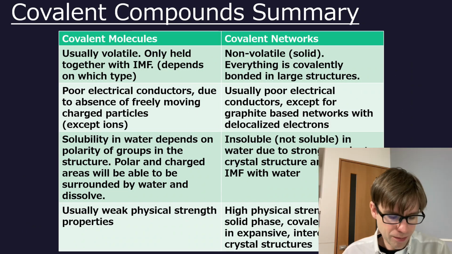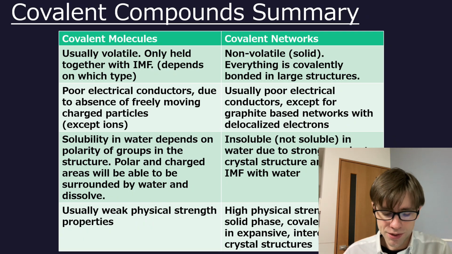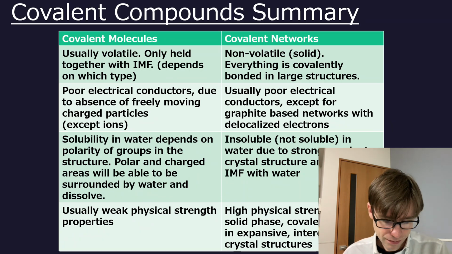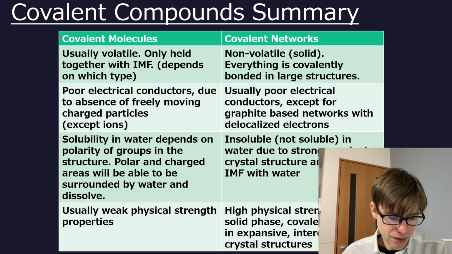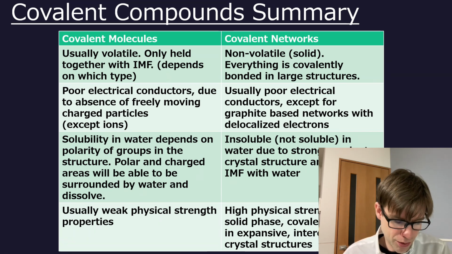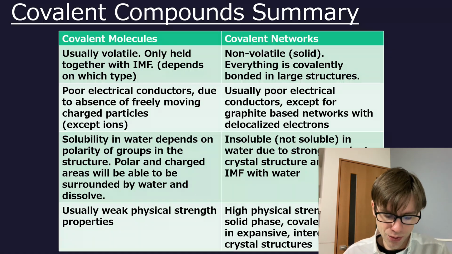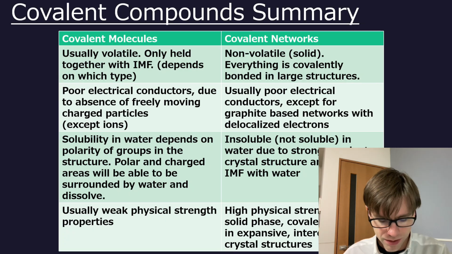Okay, so summary. Covalent molecules, they are usually volatile, only held together with intermolecular forces. Compare that with networks. Networks are non-volatile, they're solid crystals. Everything is covalently bonded in large structures. Conductivity. Covalent molecules are poor electrical conductors due to the absence of freely moving charged particles except for ions. Covalent networks are usually poor electrical conductors except for graphite-based networks with delocalized electrons.